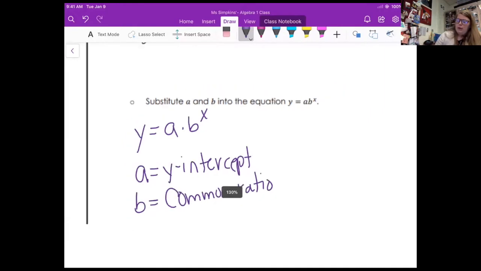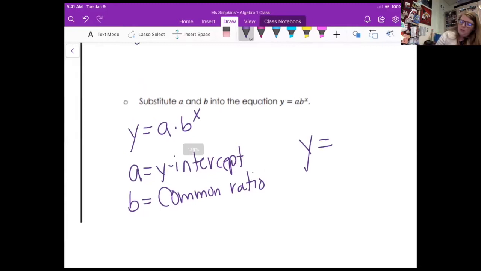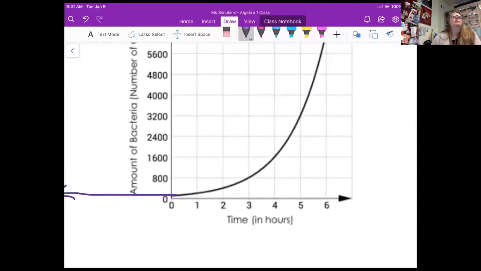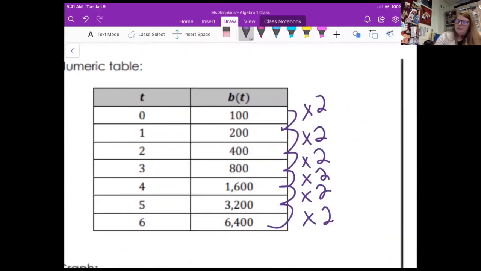So let's go ahead and write this equation for the bacteria. So A value is our Y-intercept. So we could look at the graph, but it's kind of hard to tell, especially because the scale is 800. So let's look at the table. Our Y-intercept is when X is 0. So where is that happening? 100. Also could be referred to as your initial amount. So we had initially 100 bacteria. So that's our A value.